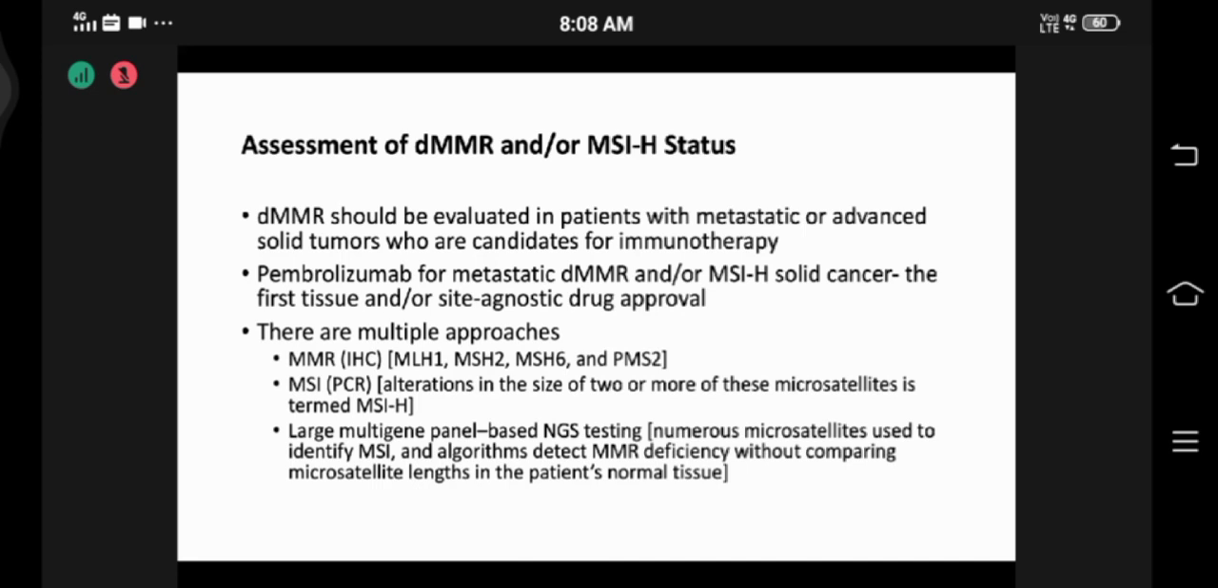So all colon cancers, all endometrial cancers, irrespective of stage, please make it a habit of asking for an MMR test. Don't really wait for a reason to test later. Any colon cancer you see, do an MMR test. Any stage, and any endometrial cancer you see, any stage, please do an MMR testing.